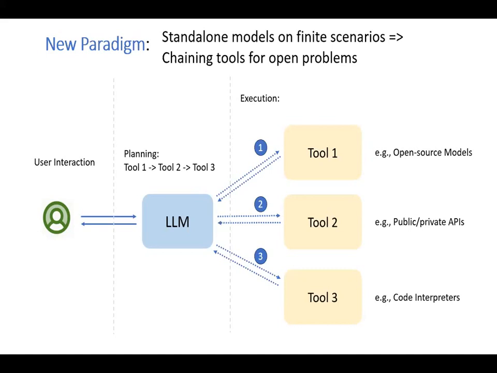The user will directly interact with the large language model, and based on the user intent, the large language model will plan on what tools to use and in what order. The tools can be open source models, public or private APIs, code interpreters, and the output from all these tools will be fed back to the large language model in text and summarized by it as the response to the user.